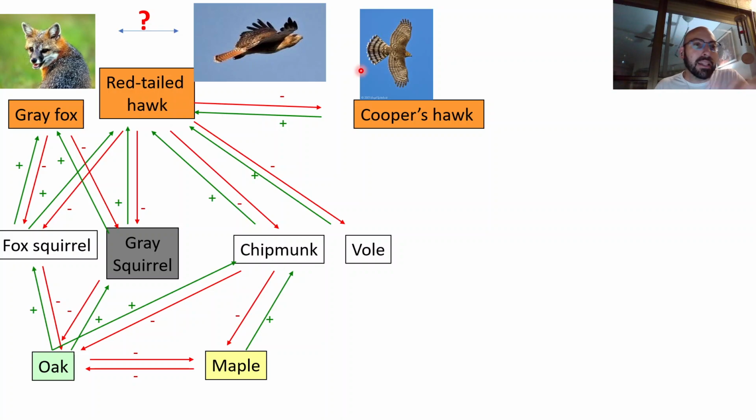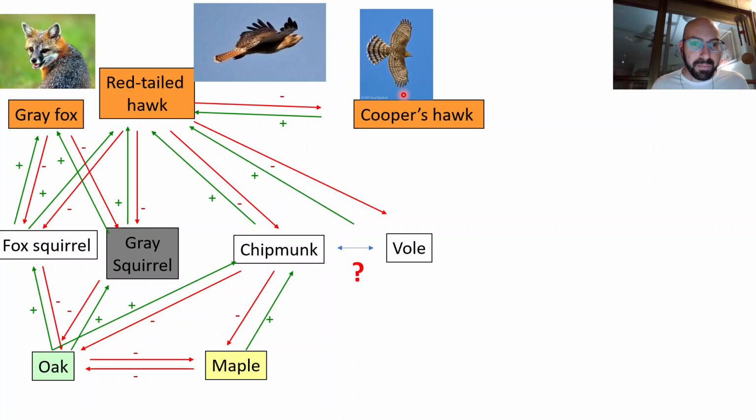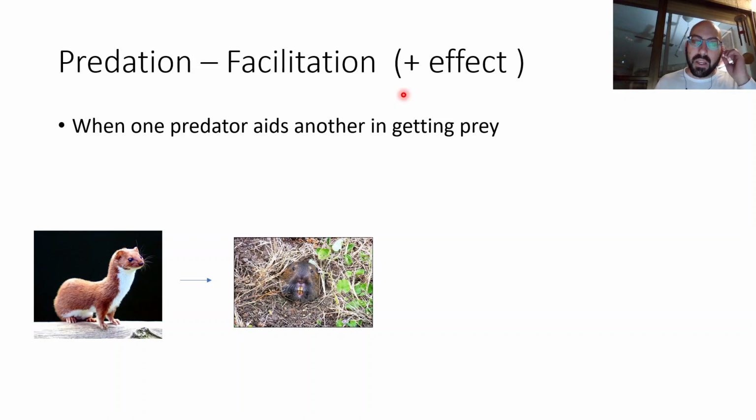So again, we just added this information here, and we've got, for example, the foxes and the red-tailed hawks and the Cooper's hawks, and they have competition for the same food between themselves, and this whole interaction gets more and more complex. And then we have some other interactions.